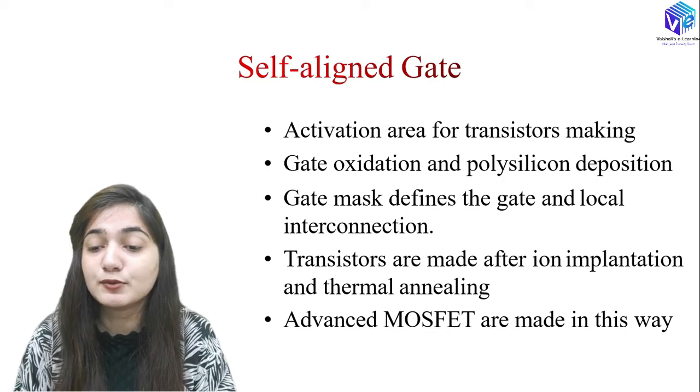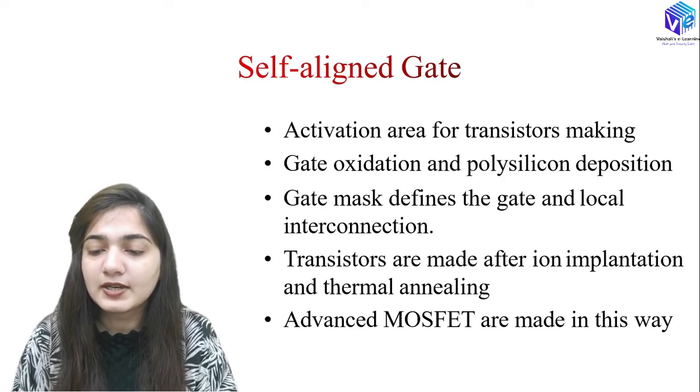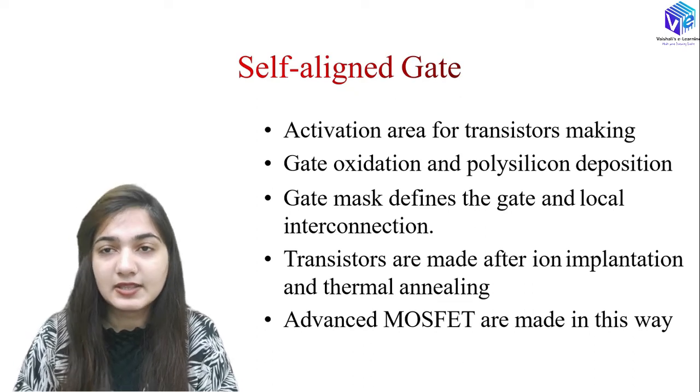First of all, I am going to make the gate mask, which defines the location of the gate as well as the location of the local interconnections. After that, we are going to make the transistors with the help of ion implantation, and at last I am going to do the thermal annealing. Advanced MOSFETs are made in this manner only.